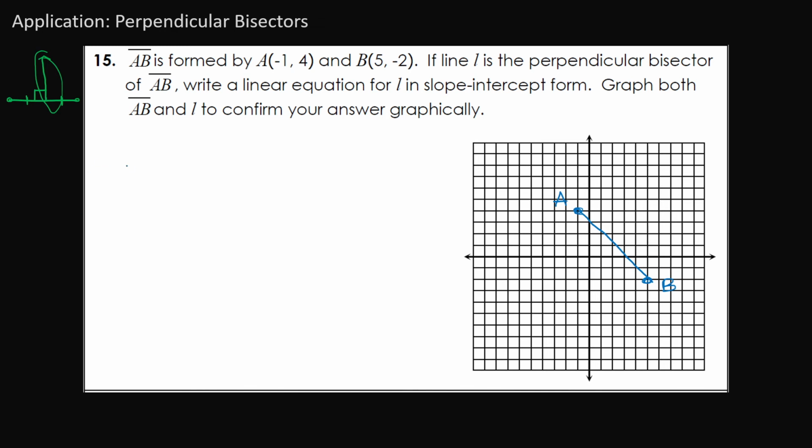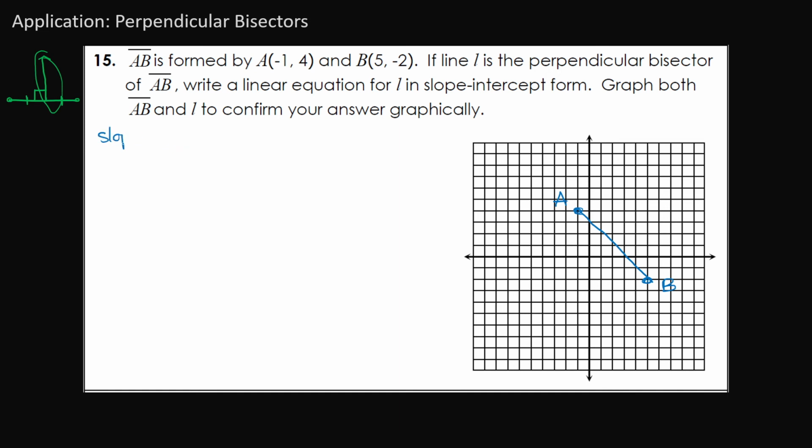Well, I know a perpendicular bisector forms a right angle with my segment, and it cuts my segment in half. So we're going to need to do two things. First, we need to find the slope of line L, and then we need to find the midpoint of segment AB. So we're finding the slope and midpoint of this segment.